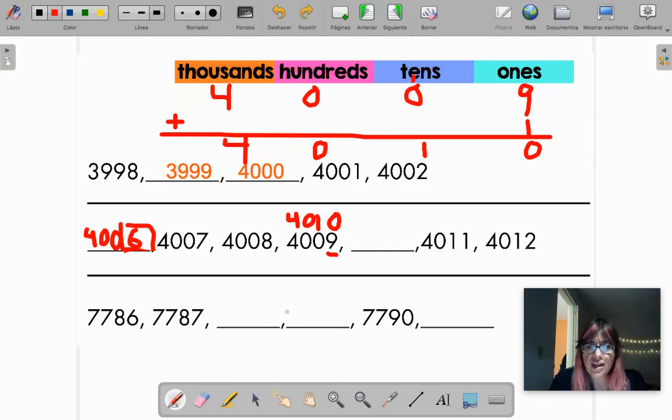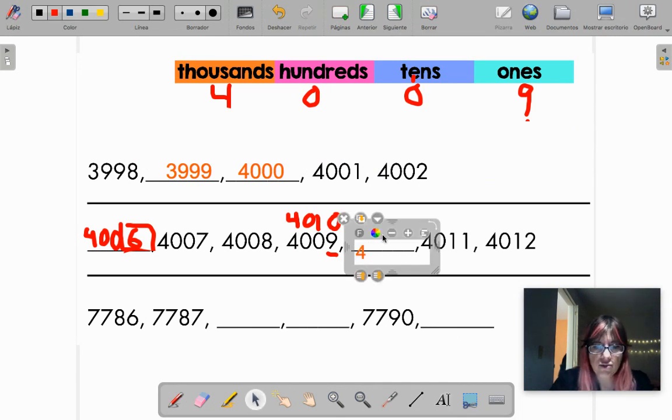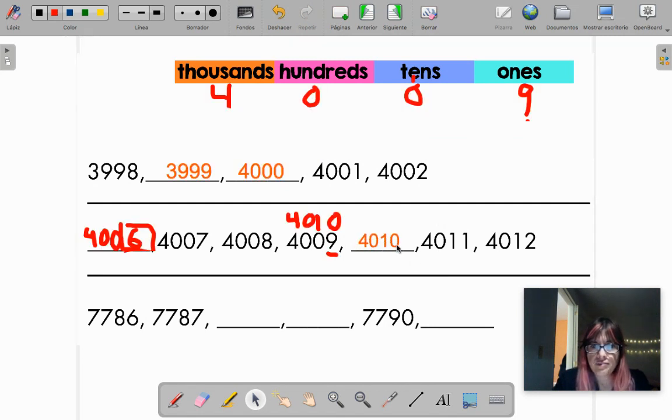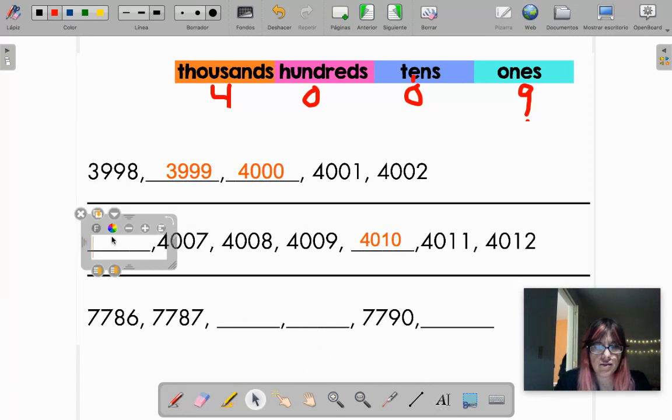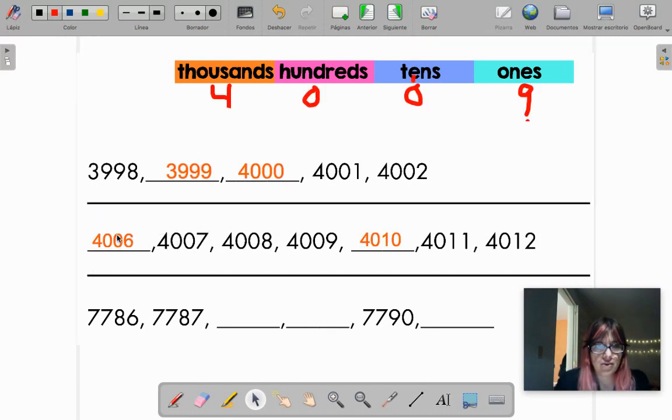If you do what I am telling you right now, you are going to get it good, okay? So we already saw that adding one more, this is our answer, 4010. Yes? Here I didn't write it. It was 4006. There it is. Okay? Yes, this is tricky.